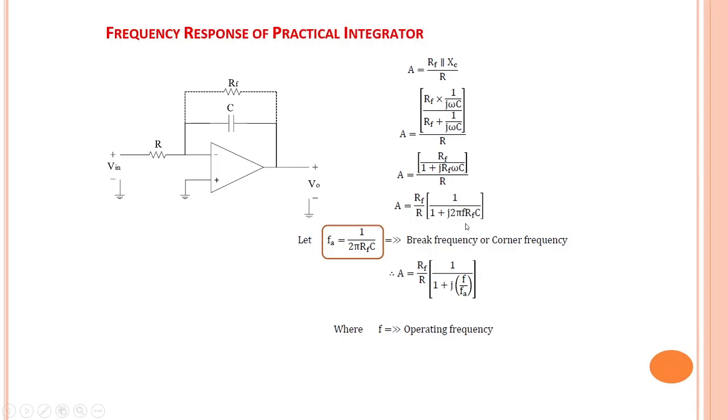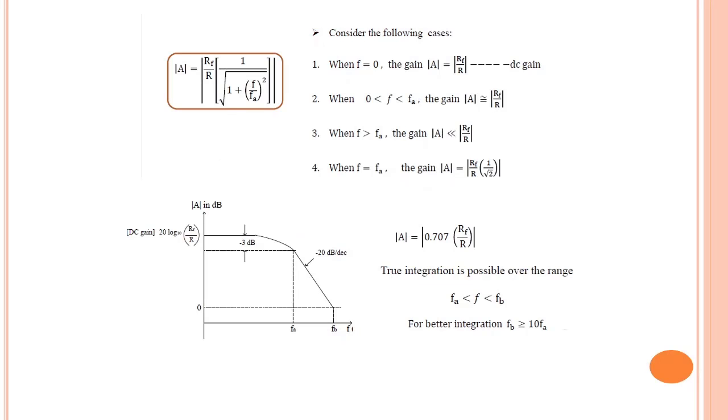Now we can define one frequency at which the magnitude of the second term in the square bracket will become 1 divided by square root 2. That frequency is called the corner frequency or break frequency, fa, given by 1 upon 2 pi RFC. Then the formula for gain now becomes A equals minus RF by R multiplied by 1 divided by 1 plus jf upon fa. This is nothing but the expression for a low pass filter. It shows the frequency response of a low pass filter.